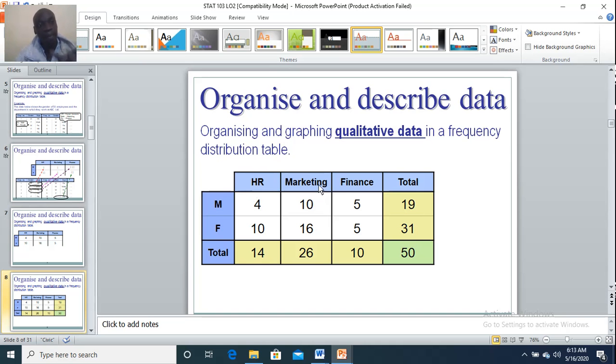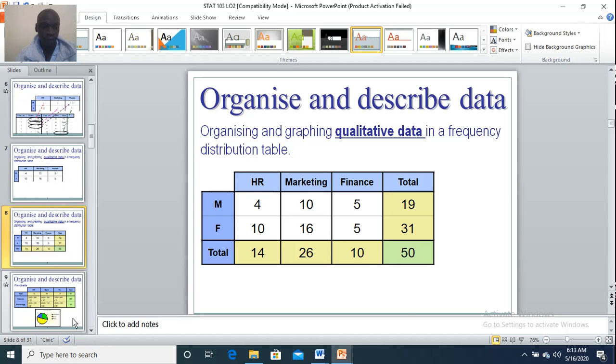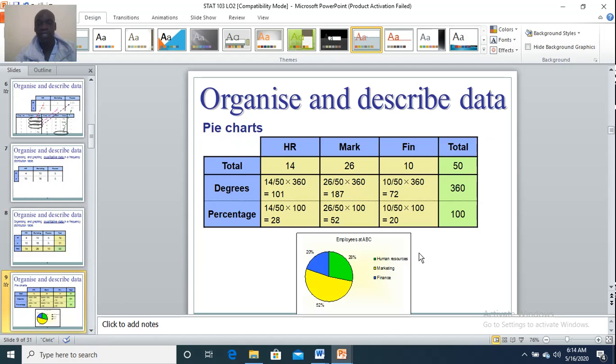How many are in marketing? There are 26. How many are in finance? There are 10. But still total, there are 50. So this is what we call a frequency distribution table. From this frequency distribution, we can use it to draw a pie chart. We may choose the way that we want it to be.